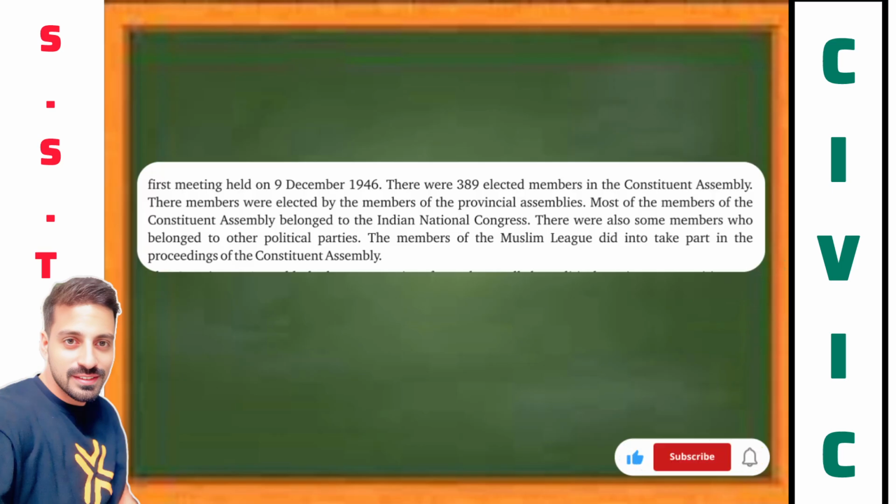Its members were elected by the members of the provincial assemblies. Most of the members of the Constituent Assembly belonged to the Indian National Congress. There were also some members who belonged to other political parties. The members of the Muslim League did not take part in the proceedings of the Constituent Assembly.